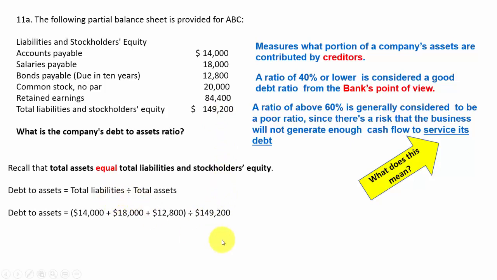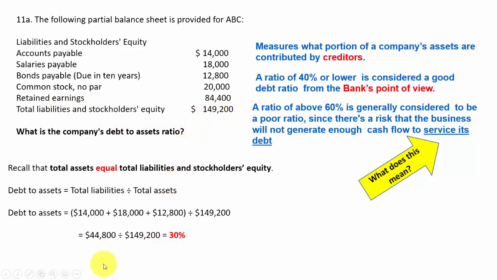if this ratio is total liabilities to total assets, and you know that total assets have got to always equal total liabilities plus stockholders' equity, then this 149.2, which is total liabilities plus stockholders' equity, is the same thing as assets. So total liabilities divided by total assets gives us 44.8, which are total liabilities, divided by total assets, which is the same thing as total liabilities and the stockholders' equity.